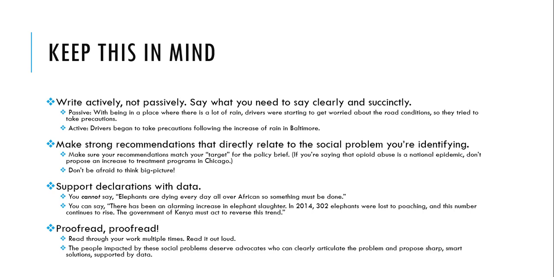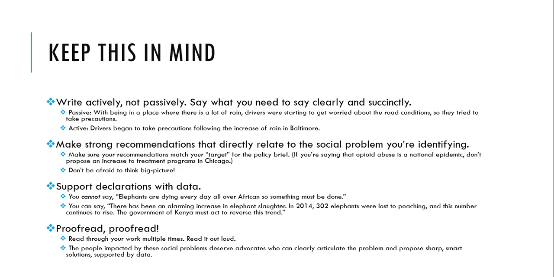We can say something like, there has been an alarming increase in elephant slaughter. In 2014, 302 elephants were lost to poaching, and this number continues to rise. The government of Kenya must act to reverse this trend, right? So we can talk specifically about the government of Kenya. I should have specified that in the beginning of the sentence, but here we are.